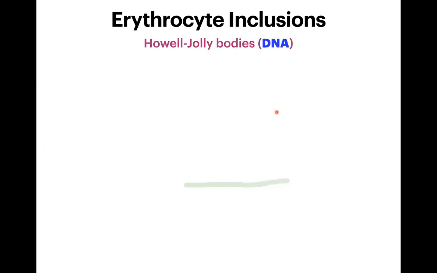So coming to the RBC inclusions. So this was about the shape abnormalities of the RBCs. Now just quickly talk about the RBC inclusions. So erythrocyte inclusions. First is Howell-Jolly bodies.